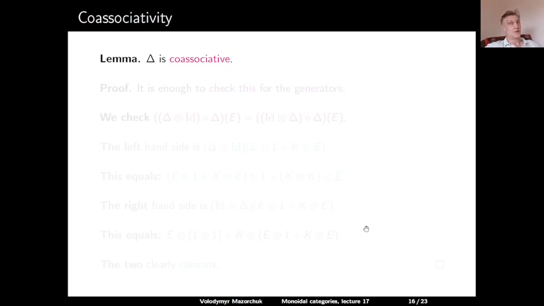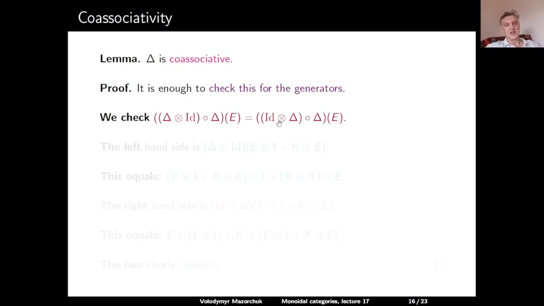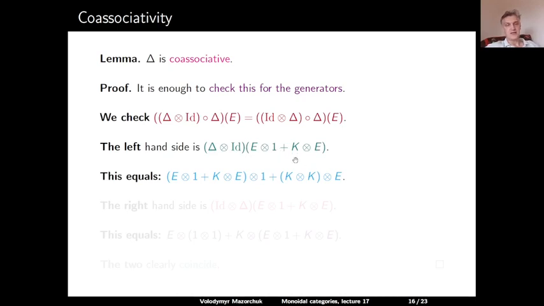The claim is that this comultiplication, which we defined, is coassociative. Proof? Again, it's enough to check this for the generators. So let's check it on the generator E. So the left-hand side: we take E, apply delta, and then delta tensor the identity. So this is delta tensor the identity applied to E tensor 1 plus K tensor E. So this is delta of E. If we take that delta tensor the identity, we get E tensor 1 tensor 1 plus K tensor E tensor 1. And here we have K tensor K tensor E.